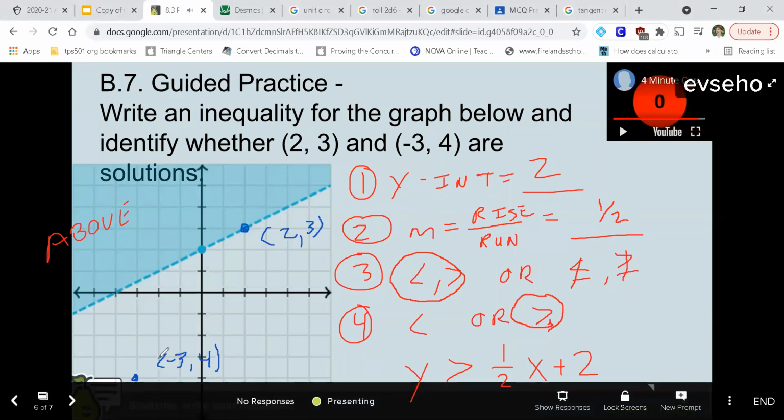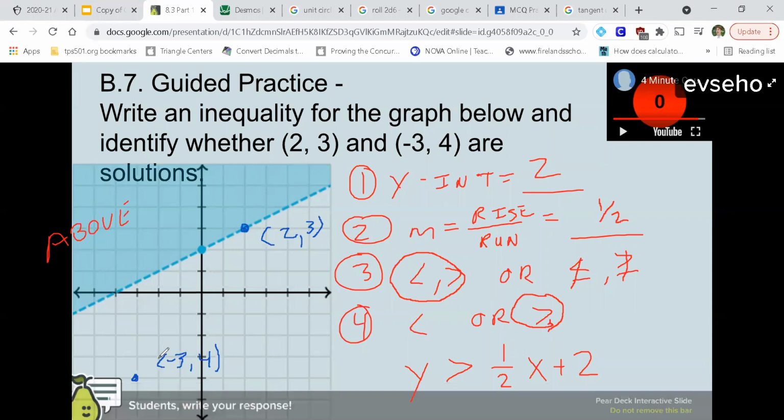All right, last thing. Is this point over here, -3, 4? I plotted that in the wrong spot. I'm sorry. I'll do this one. -3, 4. 1, 2, 3, 4. That's right here. All right, Ray, is -3, 4 a solution? Yes. Why? It's in the shaded region. Yeah. Is this a solution? No, because it's a dotted line.